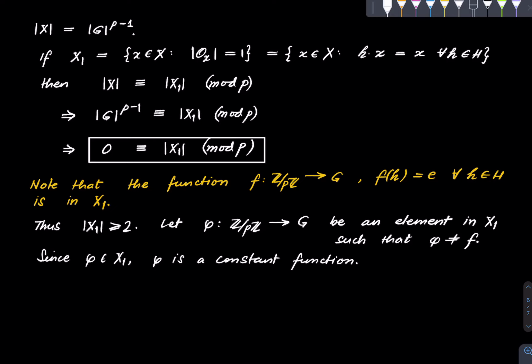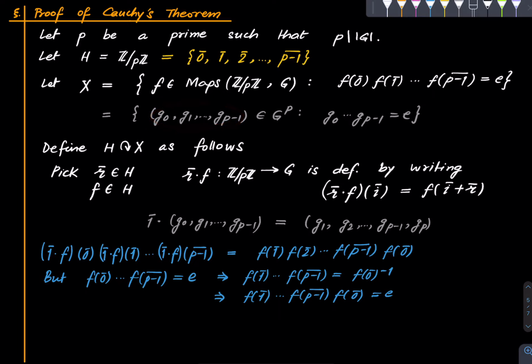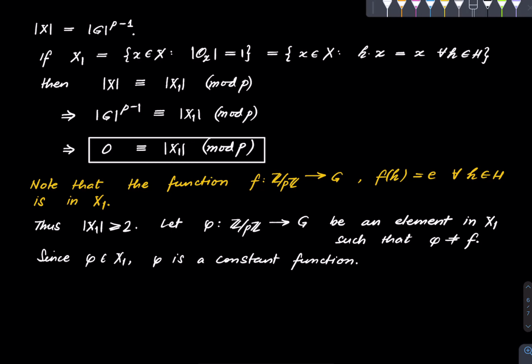The cardinality of its image is 1. This is the description of X1: those functions which are invariant under cyclic permutations in the tuple picture, and hence it is just constant tuples. It is going to consist only of constant tuples, which in the function picture is just constant functions. So phi is a constant function, thus phi of i bar is equal to g for all i bar, where g is not equal to identity. Because if g were equal to identity, phi would just become equal to f, but phi is different from f.